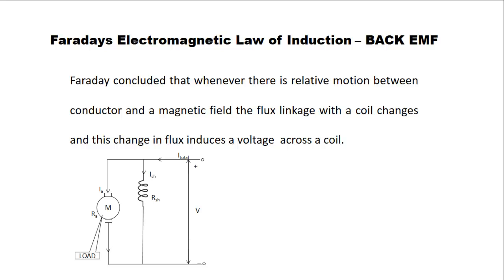The expression for back EMF EB is given by phi ZNP by 60A, where phi is the flux produced by the field winding, Z is the number of conductors present in the armature winding, N is the speed at which the armature is rotating, P is the number of poles, and A is the number of parallel paths in the armature. So now we know the expression for the back EMF. EB is equal to phi ZNP by 60A.